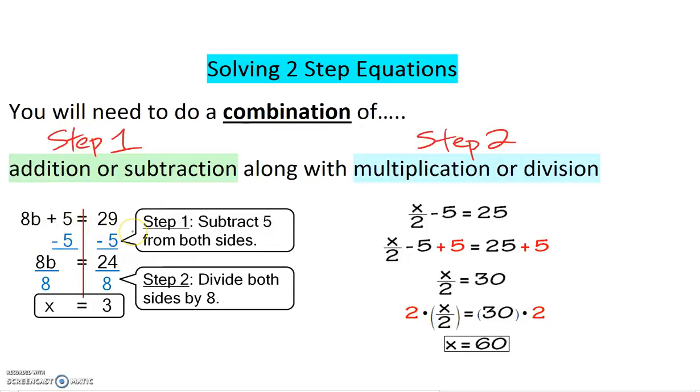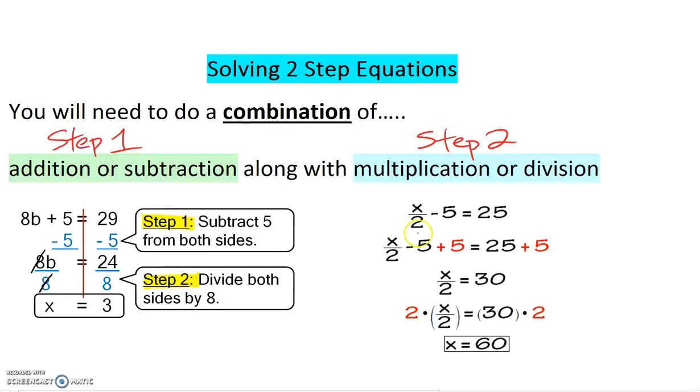8b plus 5 equals 29. Now remember, all we're trying to do is solve for the b, and the first step will, of course, right here is subtract 5 from both sides. This goes to 0, and now we have 8b equals 24, and the second step in this case will be dividing both sides by 8. Remember, we want to do that because we want 1b, and 8 divided by 8 is just 1. Perfect. And that's really all there is to it.